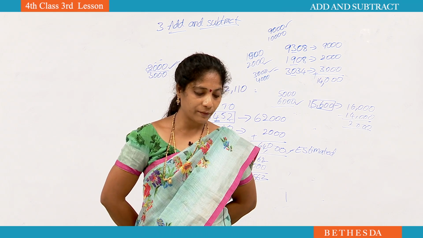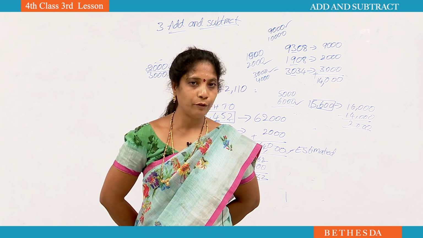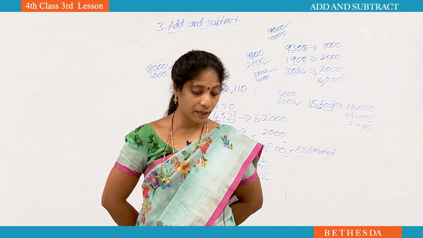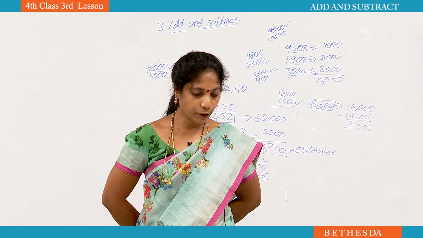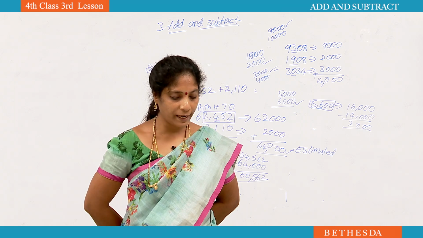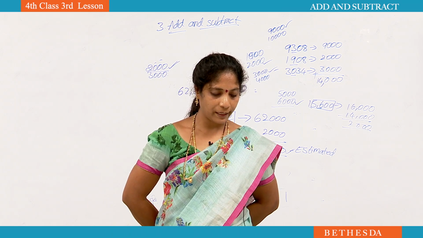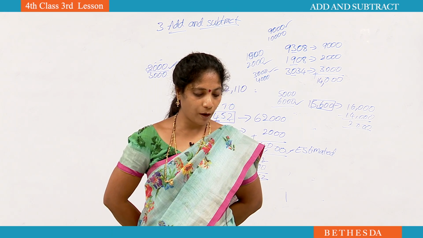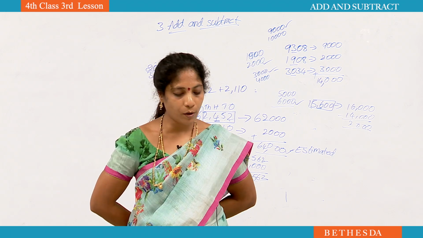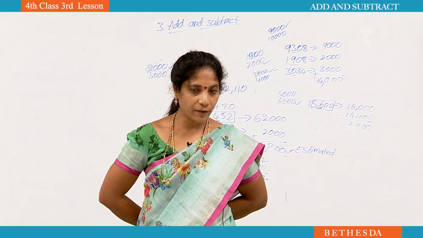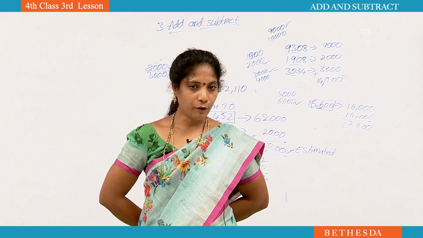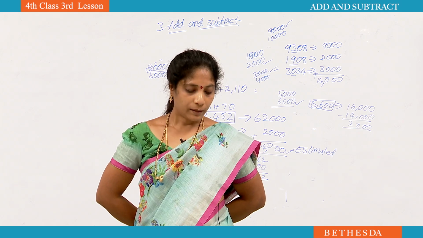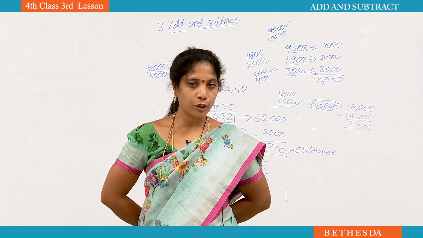Next one is also the same. A digestive biscuit factory produces 72,422 biscuit packets in a day. 10,765 packets are sent to Leela supermarket, 34,910 to Ram supermarket, and 6,758 to Tatva supermarket. Estimate how many biscuit packets are left. This one also we have to add: 10,765, 34,910, and 6,758.